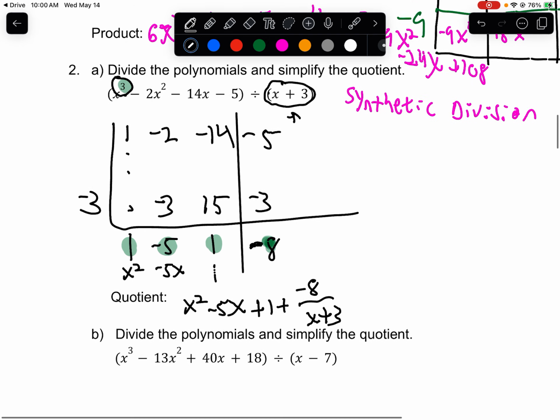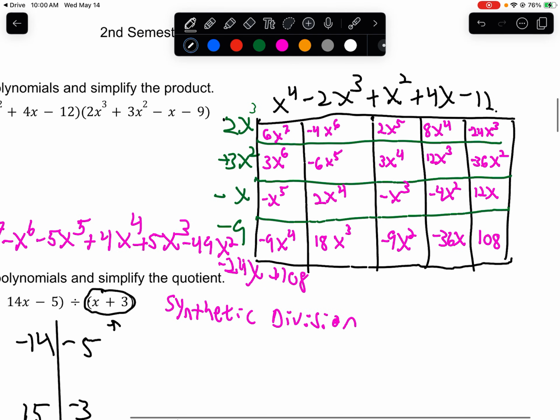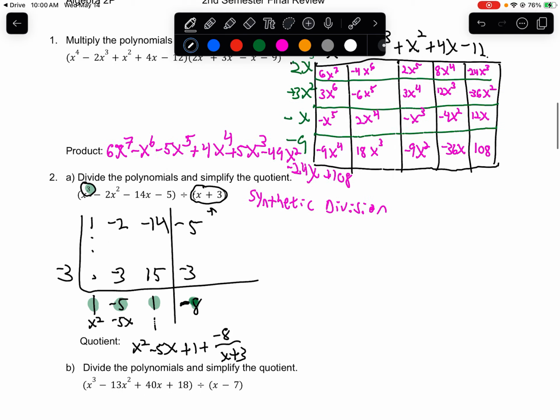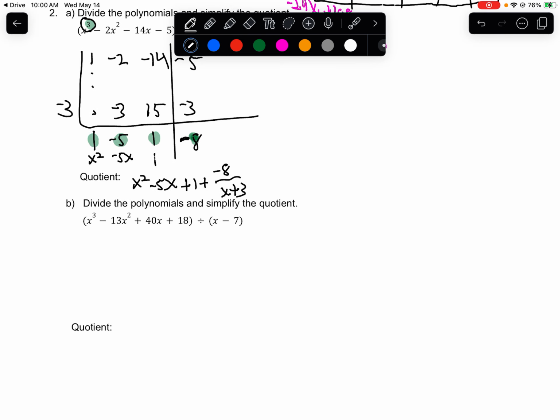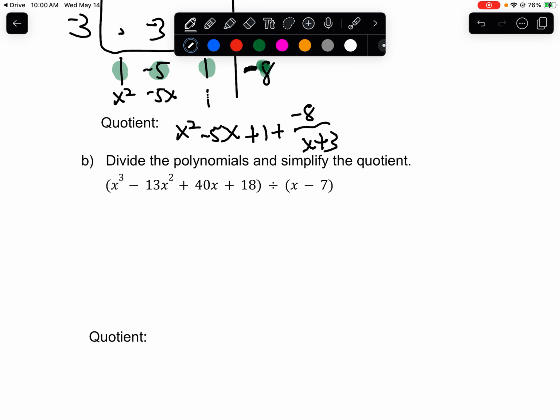It's really short and easy compared to this method of trying to replicate. And notice this is ugly looking at that. You can still use that method, but you would get this exact same answer. So try B here. Pause the video and see if you can get B.